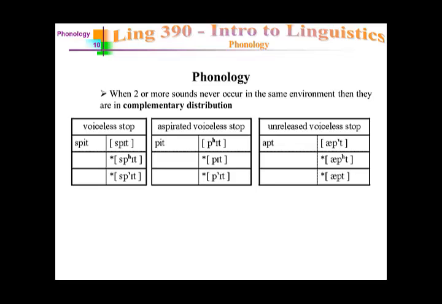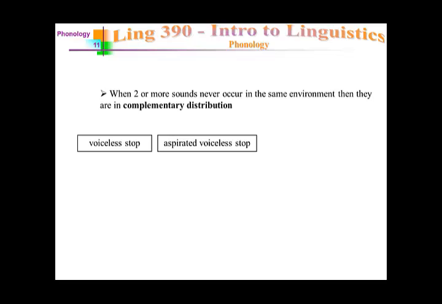As an example, I'll produce spit with aspiration. Spit. I can do it, but it sounds really off. The fact that these sounds occur consistently and exclusively in their respective environments is a characteristic we call complementary distribution. This means that where you see one variant of a sound, you will never see another variant of that sound. It's very common to find allophones, or variants of a phoneme, that occur in complementary distribution.